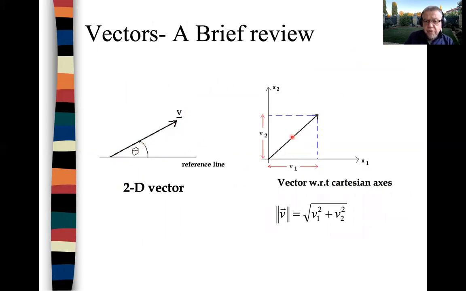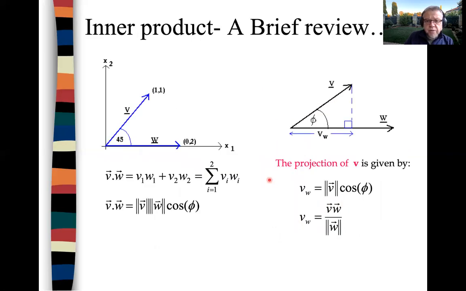So this is your vector. This is the projection on the x1 axis. This is the projection on the x2 axis. So the magnitude of this vector is the square root of v1 squared plus v2 squared. Here, v1 is the projection on x1, and then v2 is the projection on x2.